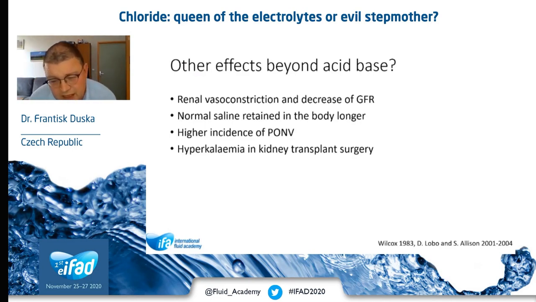But what was done was that in very old animal experiments by Wilcox, they demonstrated that infusion of hyperchloremic solutions causes renal vasoconstriction and a decrease of glomerular filtration rate. And Dileep Lobo, together with Simon Allison in Nottingham, did a series of nice studies when they infused normal saline versus Hartmann's or versus 5% glucose to healthy volunteers, and looked at the physiological behavior of these fluids. They discovered that compared to Hartmann's, 56% of the normal saline was retained in the body even after 6 hours, whilst Hartmann's, containing less sodium, caused more natriuresis, and the volunteers were able to get rid of this solution quicker.